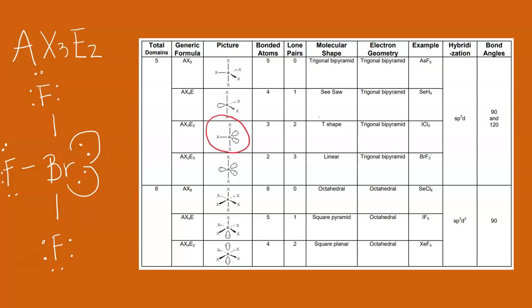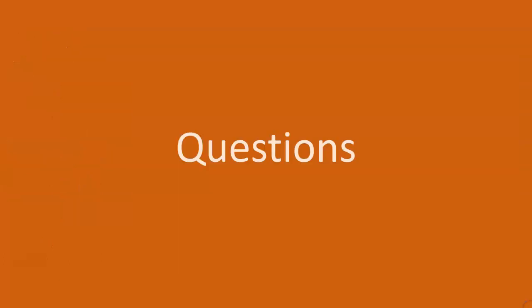I've got 3 in the plane. Those are my fluorines. Remember, X is a fluorine in this problem. A is a Br, and then we have 2 lone pair of electrons attached to our central atom.